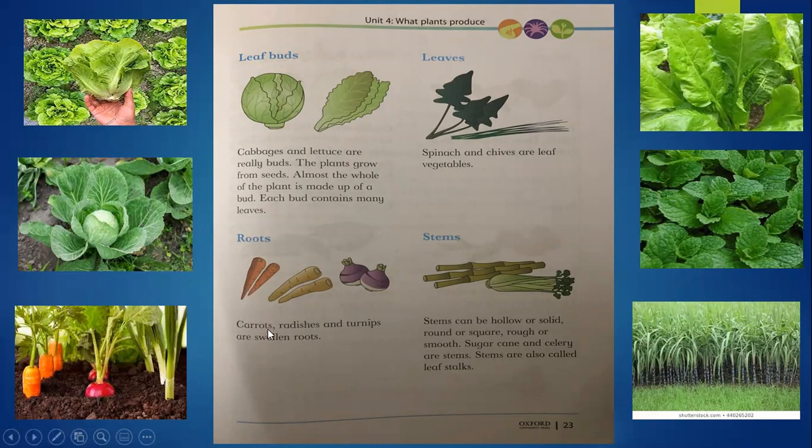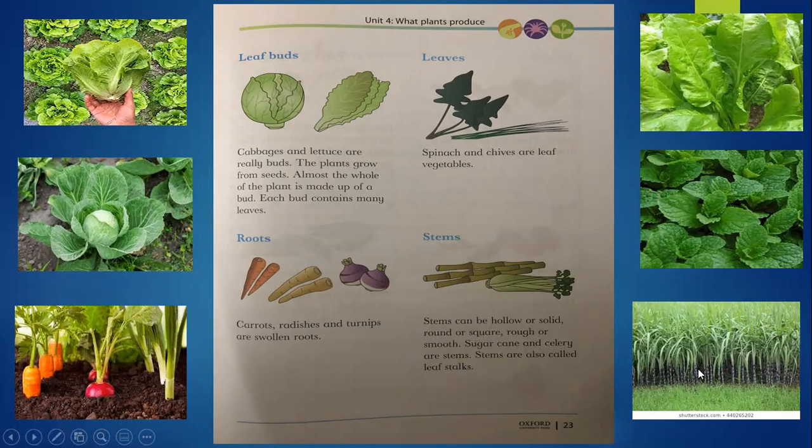Then we have roots. Carrots, radish, and turnips are swollen roots, they grow inside the ground. Then we take them out. These vegetables are the roots of the plants. Then we have leaves: spinach, chives, also mint and coriander. They all are the leaves of the plants, and we eat them. Now stems. A stem can be hollow or solid, round or square, rough or smooth, like sugar cane and celery.